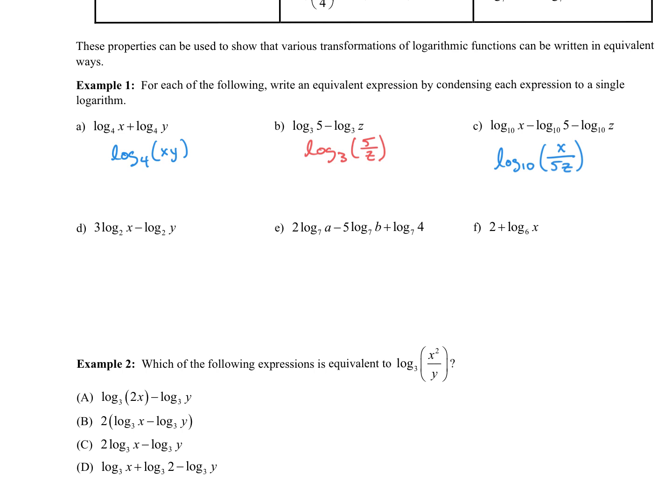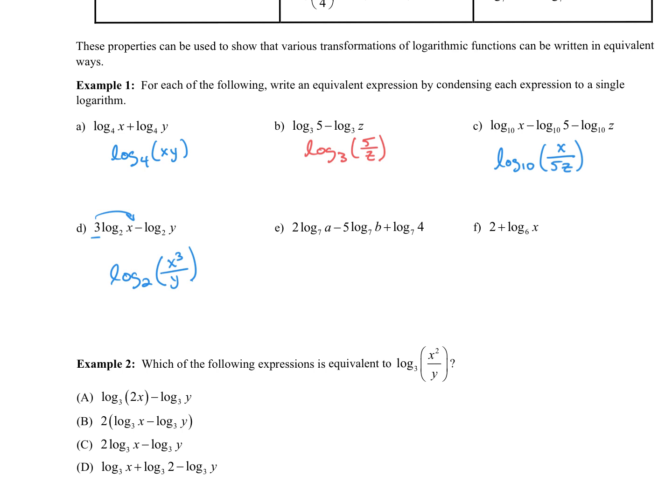So now I have 3 times log base 2 of x. Well, what does that 3 do? It's an exponent, all right? And so this is our exponent rule, or our power property. And so now this would end up being log base 2 of what? Who gets to go up top? X cubed. All right, x to the third, because this is our power. Our 3 is our power. And so now it's over what? Y. All right, let's do the next one.